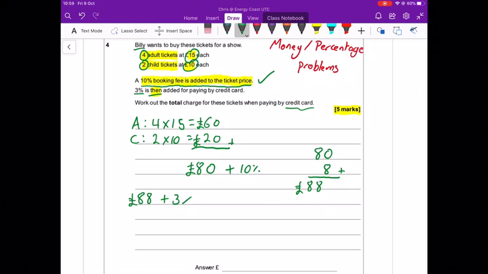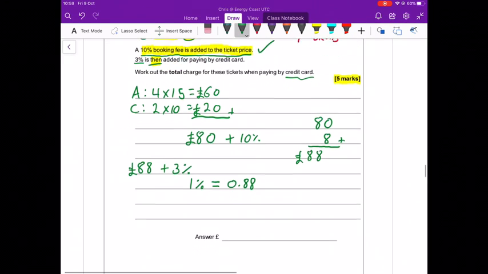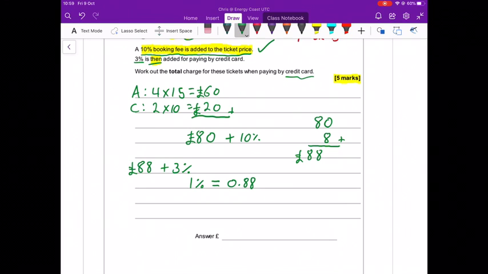So I need to do £88 add 3% of 88. That's going to be slightly hard maybe. Let's have a look. What's 1%? To work out 1%, I need to divide 88 by 100, and that will give you 0.88. It's 88p, actually. I want 3 of them because I want 3%, so I'm going to do 0.88. I'm just going to add these 3 things together.